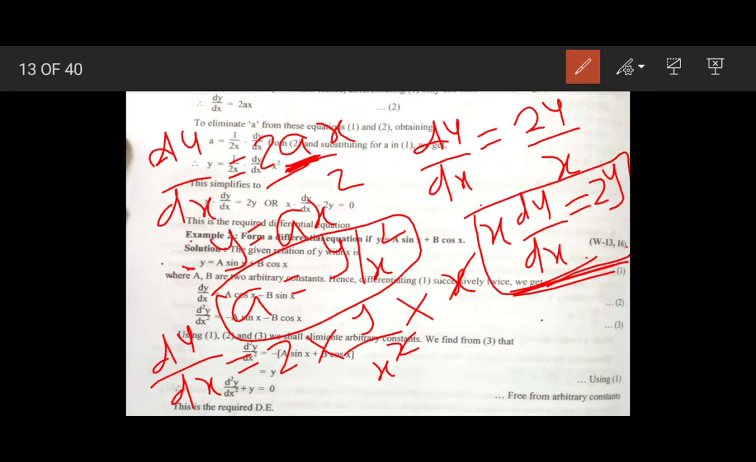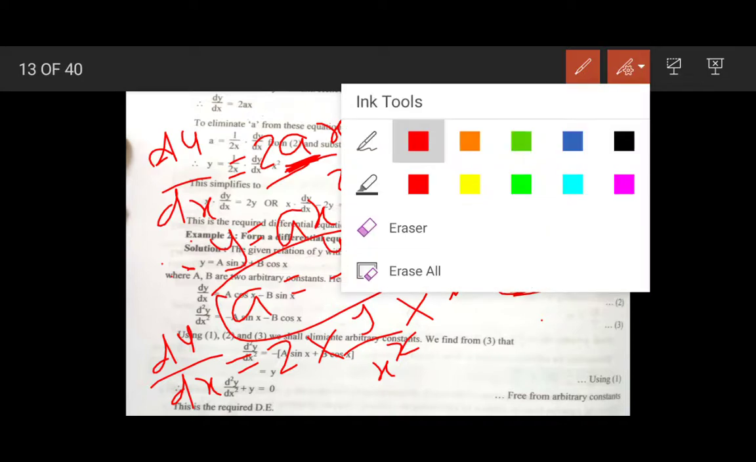So the steps are clear. In the first step, just write down the equation. Second step, count the number of arbitrary constants. Okay. In the third step, differentiate the equation as many times as the number of arbitrary constants, and in the fourth step eliminate the arbitrary constants from the final differential equation. Okay, now see the next example.